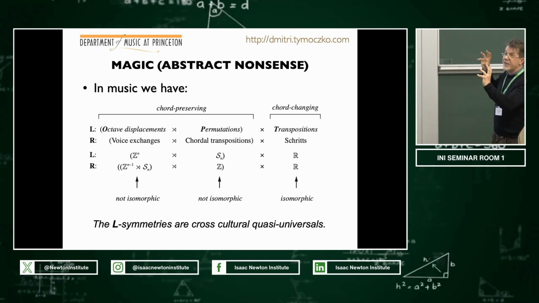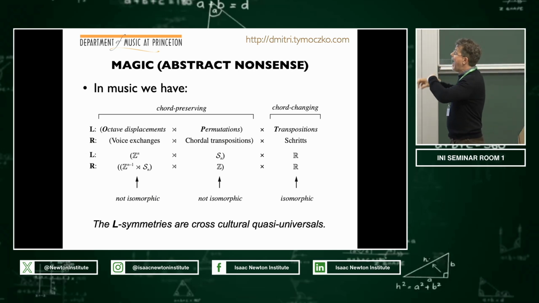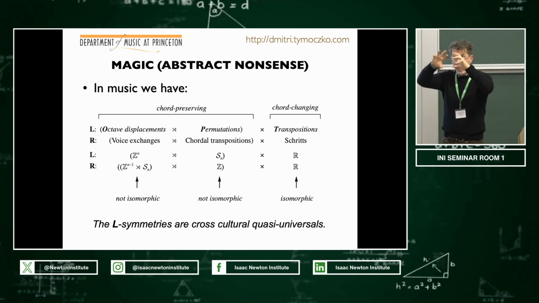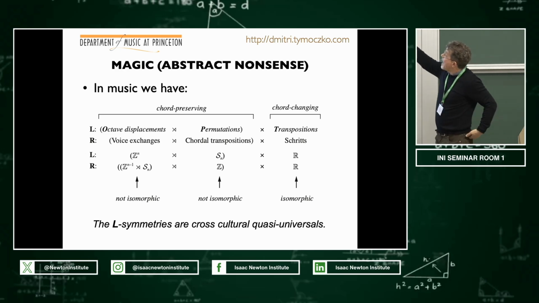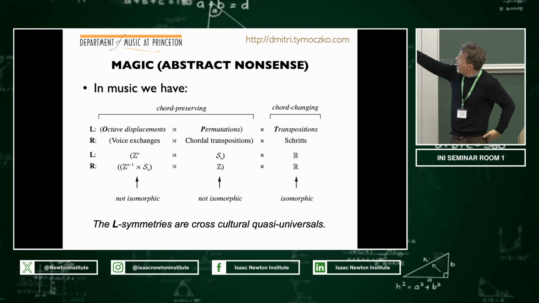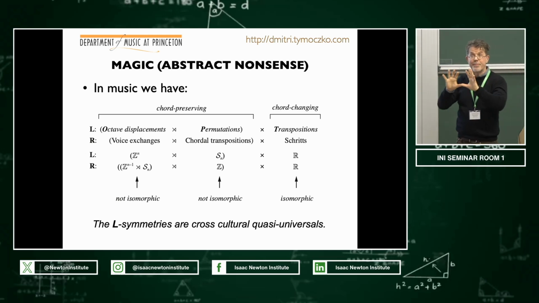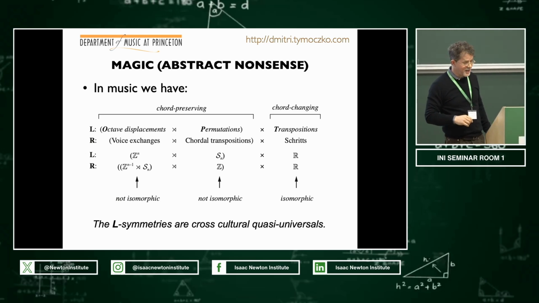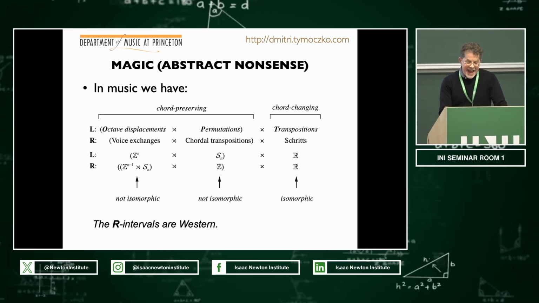Now, it turns out that these operations have their duals. These operations can be seen as symmetry operations that fold up some space. They have duals as paths through a quotient space, and those are R: voice exchanges, chordal transpositions, which earlier showed up when we were shifting those motives along the top level of the hierarchy, and something called Schritte, which we're not going to talk about right now. And the R versions of the L symmetries are distinctively Western.